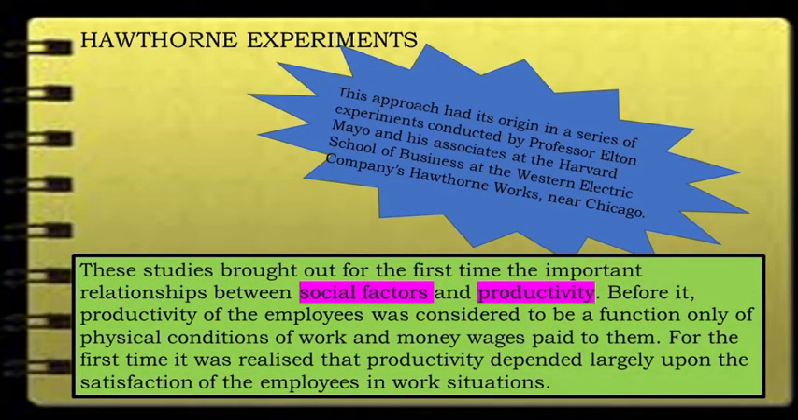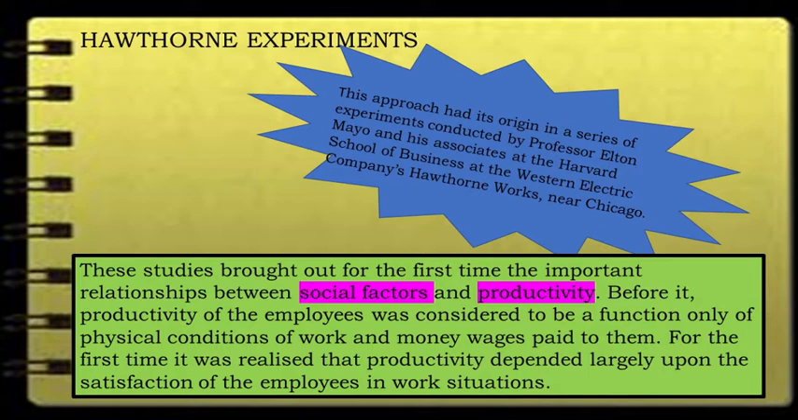So, the Hawthorne experiments were conducted at that time by Elton Mayo. So, this whole human relation approach had its origin in a series of experiments which were conducted by Professor Elton Mayo and his associates at the Harvard School of Business at the Western Electric Company's Hawthorne Works near Chicago. So a series of experiments were conducted, and from this came out the human relation approach.